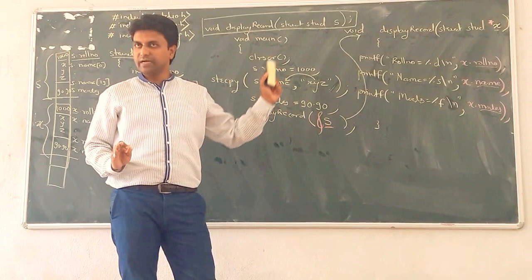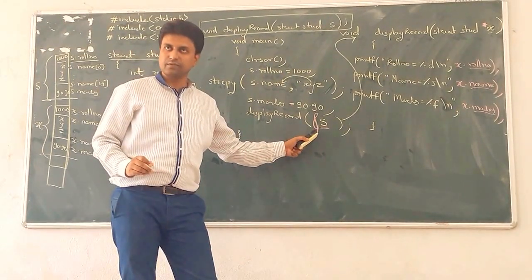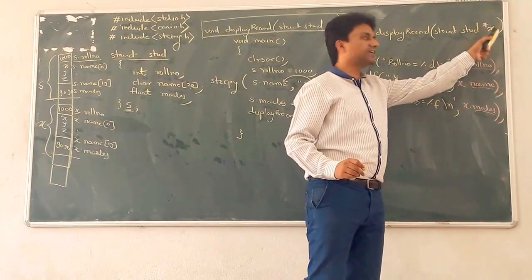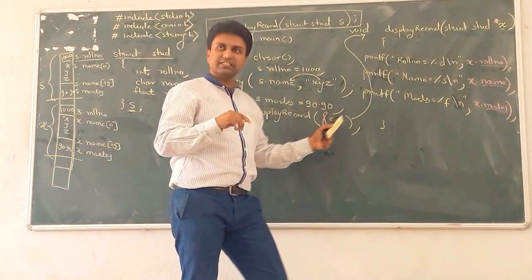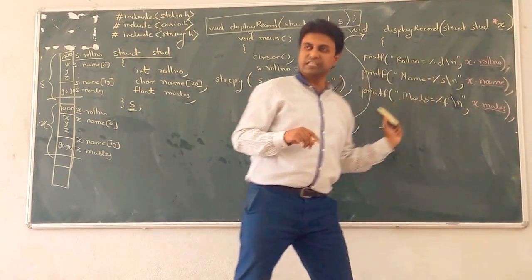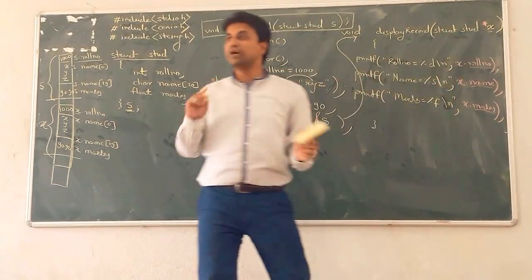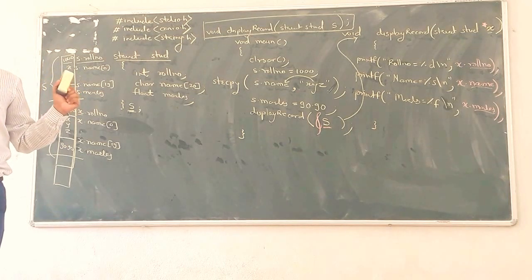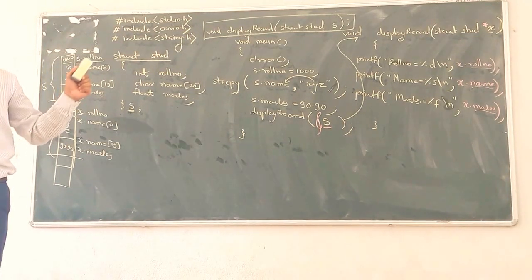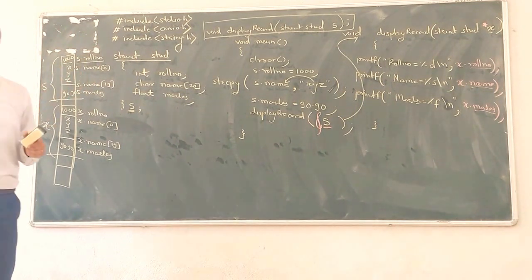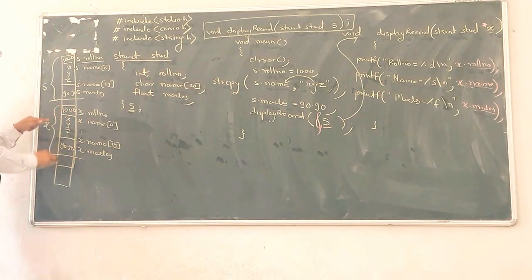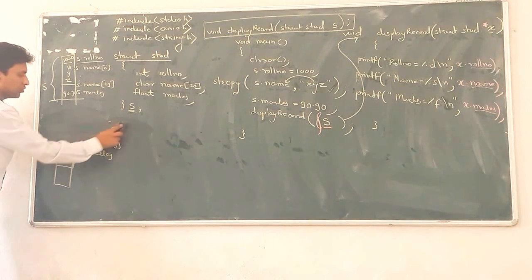Note the change between the by value method and the by reference method. Here we use ampersand, because we have to pass the structure variable by address. The catching variable struct student pointer x means the address is copied into a pointer type variable. Now x is not a structure variable, it is a structure type pointer variable. It stores only an address, not a value. Earlier x was a structure variable, so it stored the value. Now x becomes a pointer type variable, so it stores only an address.